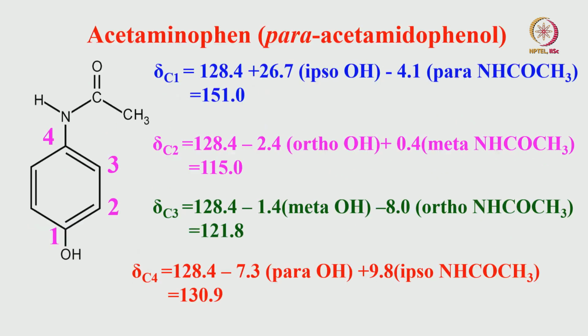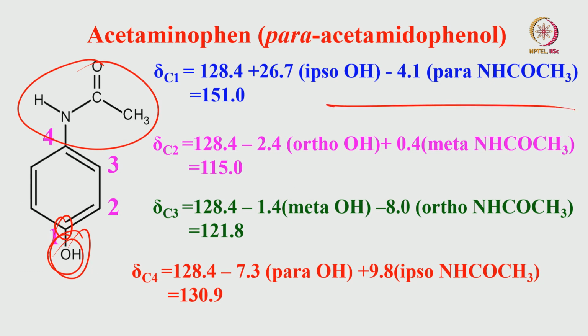We go to acetaminophen, para-acetaminophen. This is what we also tried to analyze in the proton spectrum, I think. Look at this one. For this NHCOCH3 group, you have to see its value for ipso, ortho, meta, and of course we also have an OH para. And you have to consider 2 parameters. Let us consider this carbon 1. For carbon 1, ipso is OH and para is NHCOCH3, and those values are taken from the table. Ipso is 26.7 and para is minus 4.1 for this group and this group.